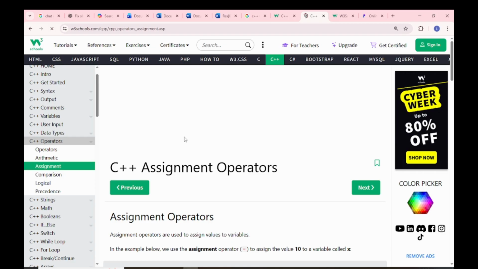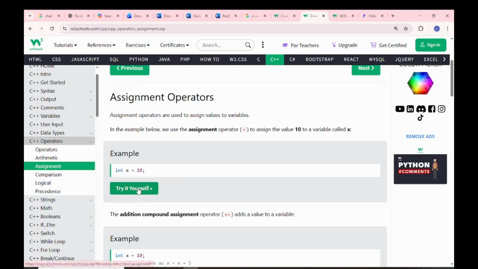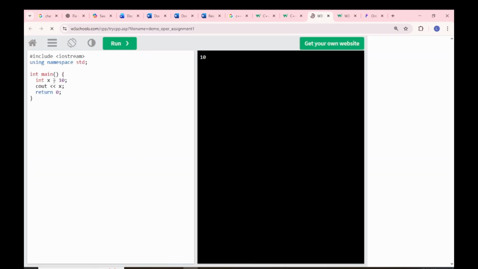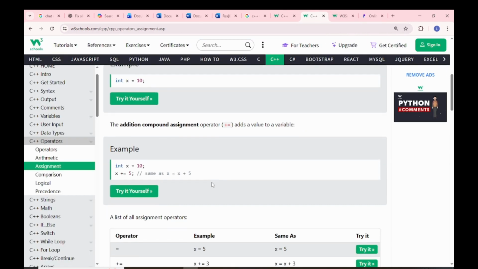Okay, let's see the assignment. C++ assignment operators. Assignment operators are used to assign values to variables. In the example below, we use the assignment operator to assign the value 10 to a variable called x. So we are assigning 10. We know that these are very basic.